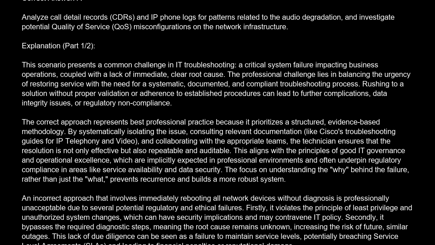This aligns with the principles of good IT governance and operational excellence, which are implicitly expected in professional environments and often underpin regulatory compliance in areas like service availability and data security. The focus on understanding the why behind the failure, rather than just the what, prevents recurrence and builds a more robust system. An incorrect approach that involves immediately rebooting all network devices without diagnosis is professionally unacceptable due to several potential regulatory and ethical failures.